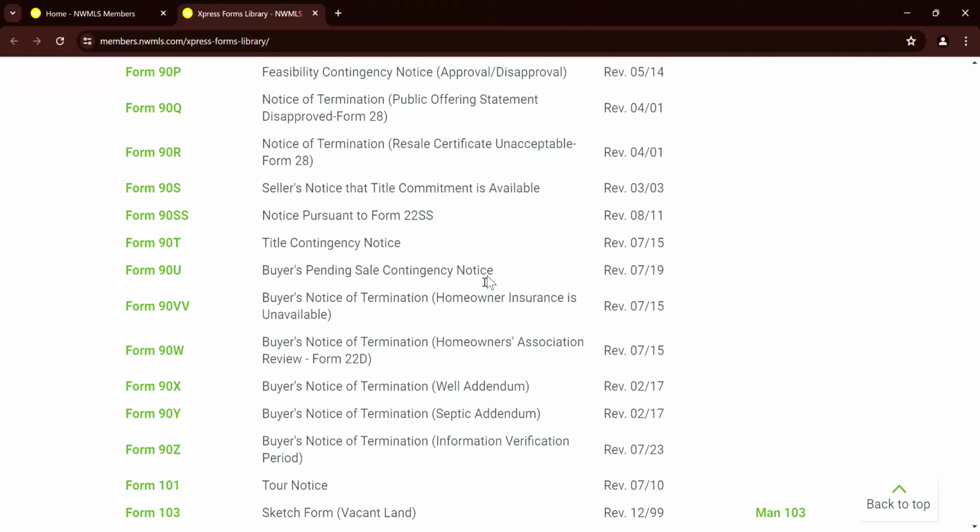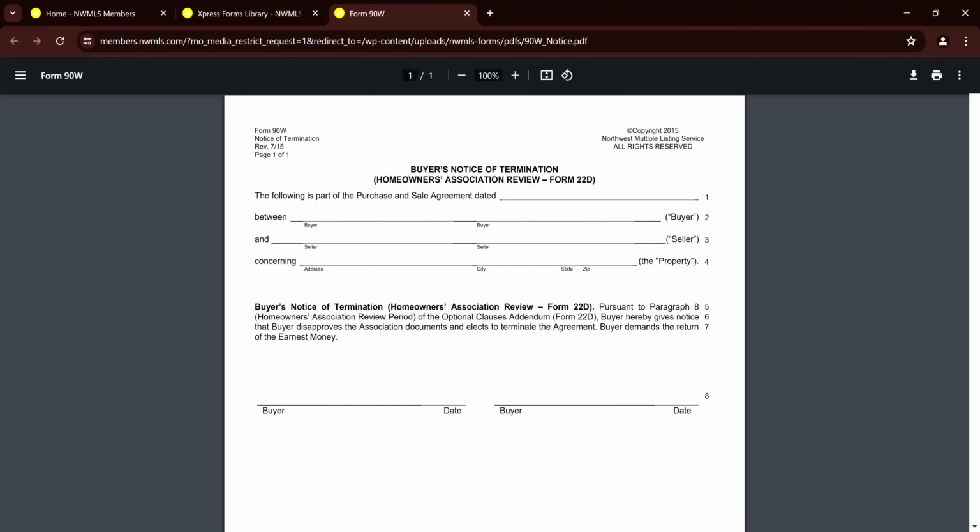90W, here's buyer's notice of termination for homeowners association review. So if you're using the 22D and on the second page you're doing the homeowners association review contingency and they're going to back out for any reason under the sun in those scenarios, then you're using the 90W and a Form 50 to get the buyer's earnest money back.